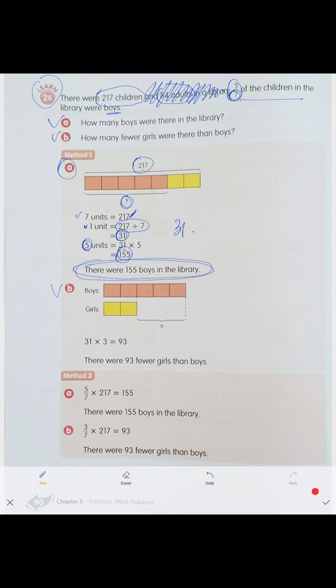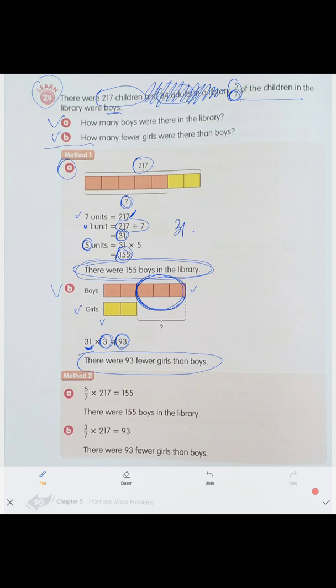How many fewer girls were there than the boys? We need to calculate our girls. We can calculate them like that. We compare our 5 units of boys and 2 units of girls. What is the difference? The difference is these 3 units. So we multiply 3 units, where 1 unit is 31, and we got 93. This is the difference. And this is the answer. There were 93 fewer girls than boys.